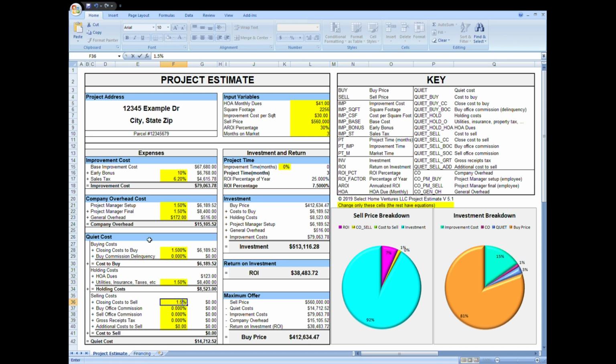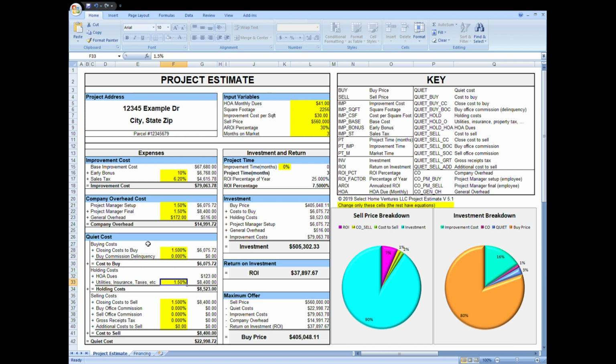The next input is buy commission delinquency. This is used when you need to pay a real estate agent more than the seller is offering. We also use this field to pay wholesalers. For a typical deal, this will be left at 0%. For our example, we will use 0%.